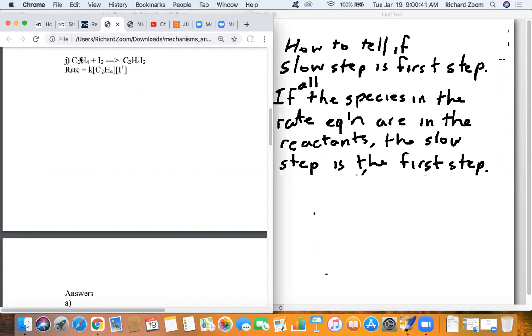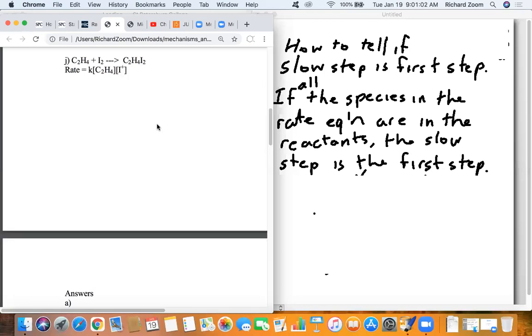See, look, C2H4, that's a reactant. I plus is not a reactant. Where did the I plus come from? It had to come from the I2. This is why this must not be the first step. Any questions?